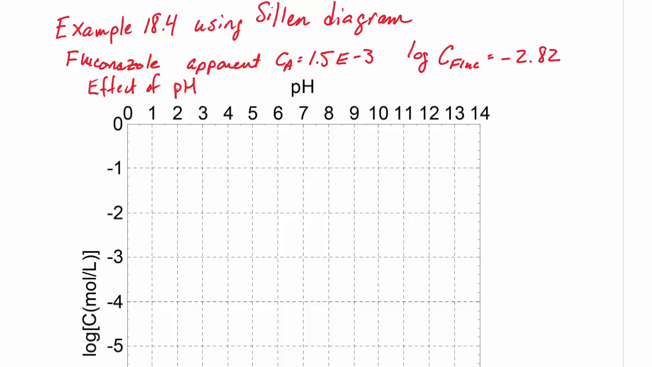So in the problem statement of example 18.4, we have an apparent concentration of 1.5 times 10 to the minus third, and we can calculate the log of the concentration then is minus 2.82. Because this is a fixed apparent concentration, the sum of all the fluconazole species will always be this concentration. So we can find that value on our axis here, and we know that's where the horizontal portion of the equilibria will occur for this fixed apparent concentration. The problem asks us to look at the effect of pH on the equilibrium.